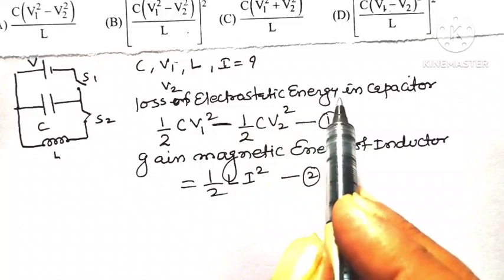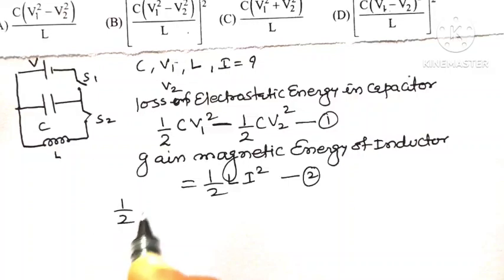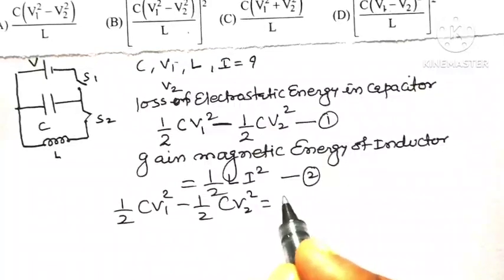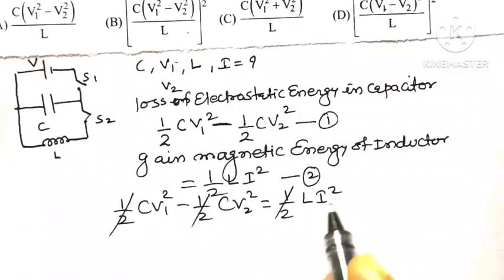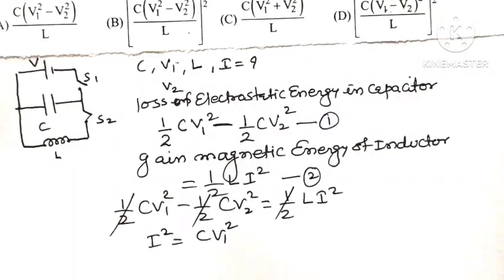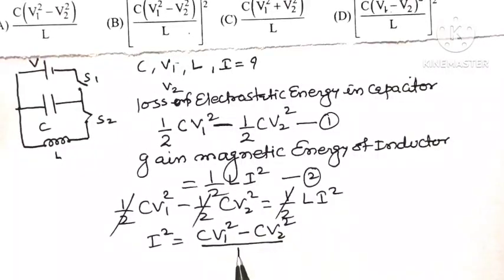Loss of electrostatic energy in the capacitor equals gain in magnetic energy of the inductor, meaning half of C V1 square minus half of C V2 square is equal to half of L into I square. The 1 by 2 on both sides gets cancelled, and what is I square equal to? I square is equal to C V1 square minus C V2 square, and this L will be taken in the denominator.